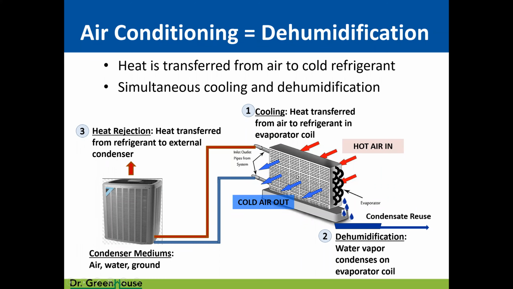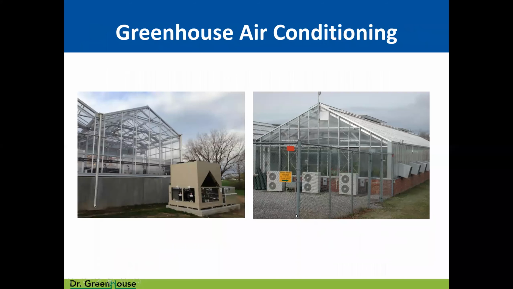And so air conditioning by itself, we're creating these very cold coils with refrigerant or chilled water. And as long as the surface of these coils is less than that dew point temperature, we are going to condense water out of the air. That's what air conditioning is basically doing. It's cooling and dehumidifying simultaneously.